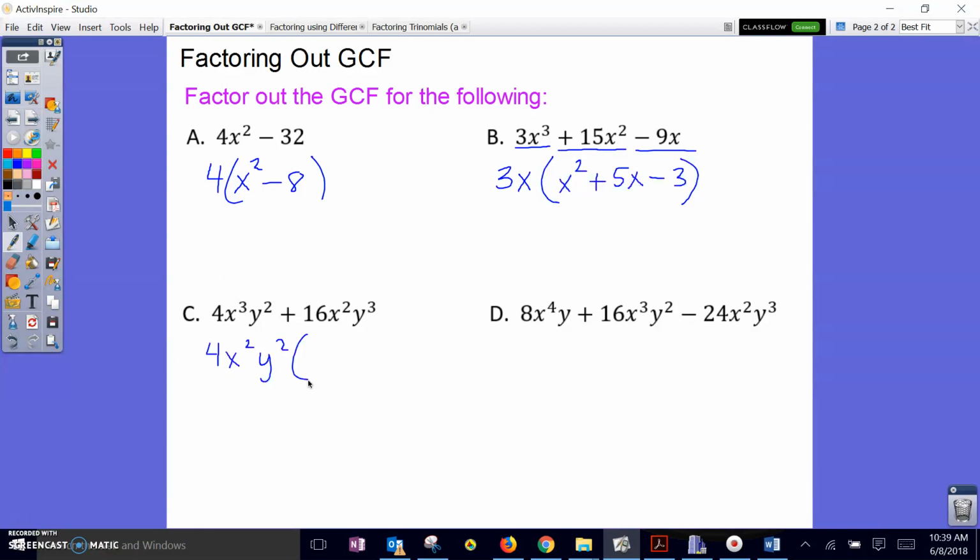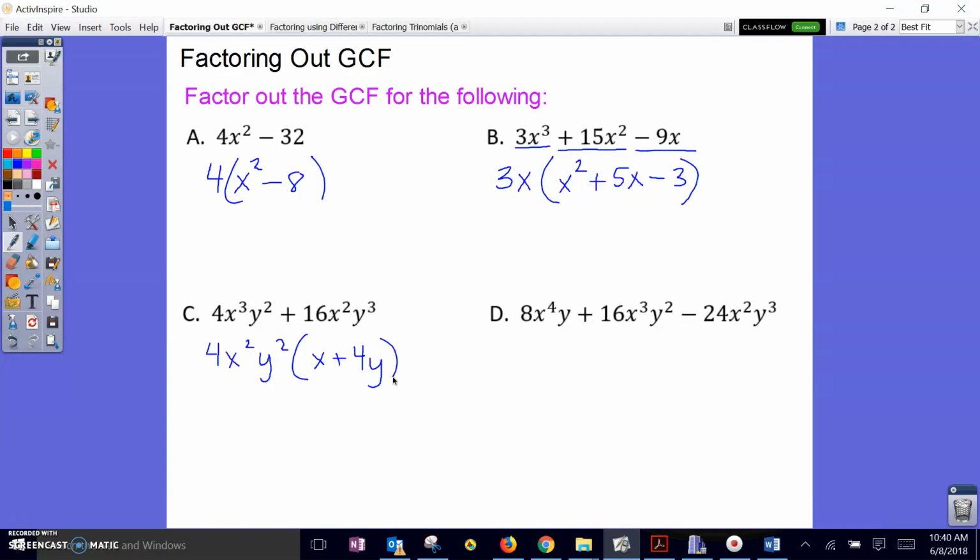So what do we multiply by 4x squared y squared to get 4x to the third y squared? Well, all we're missing is an x. And what do we multiply by 4x squared y squared to get 16x squared y to the third? Well, we need to multiply the numerical portion by 4. And we've got all the x's there. We need one y. So x plus 4y.